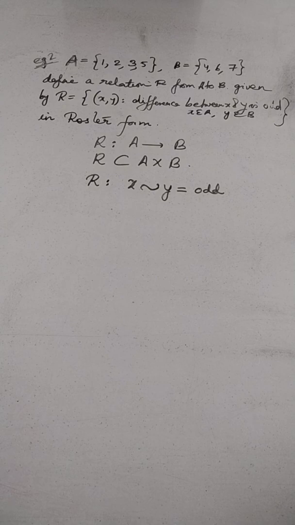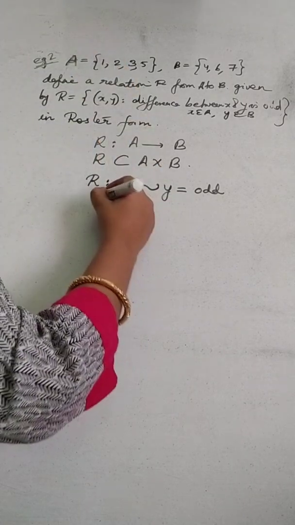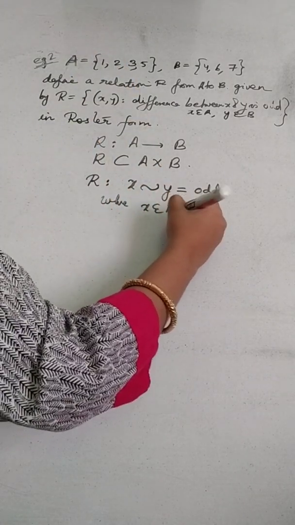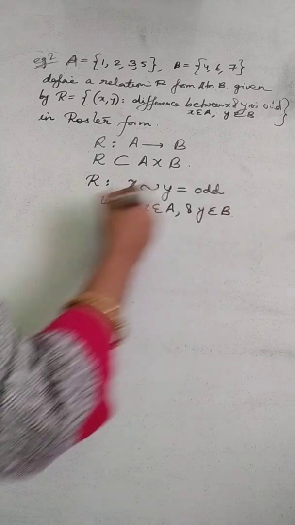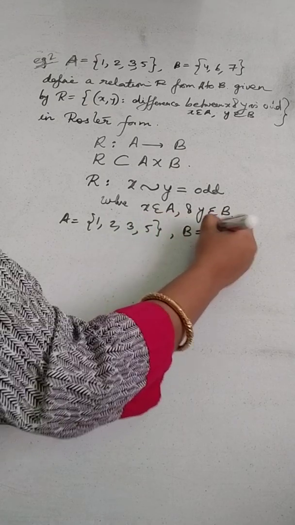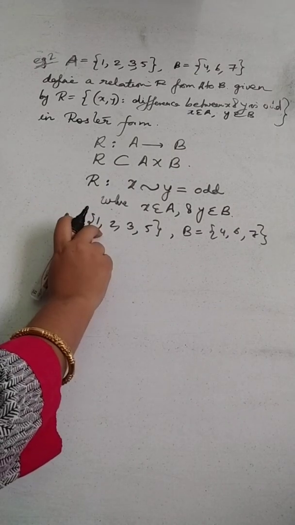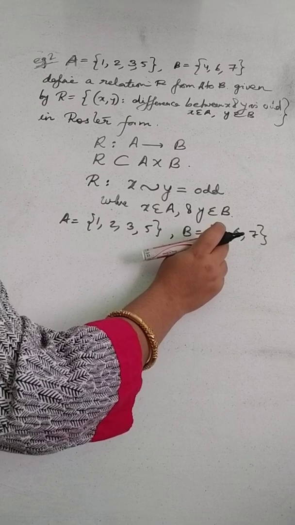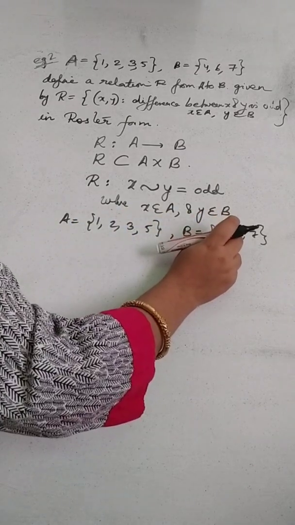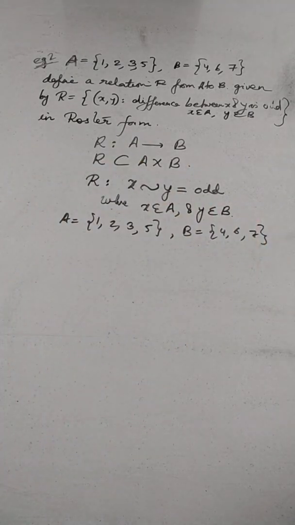So the best option is to choose values of x one by one, where x belongs to A and y belongs to B. A is the set 1, 2, 3, 5. B is the set 4, 6, 7. When I take 1, I consider the difference with 4, 6 and 7 and see whether it's odd or not. Then I take 2 and check the differences with 4, 6 and 7. That way you can do it mentally.